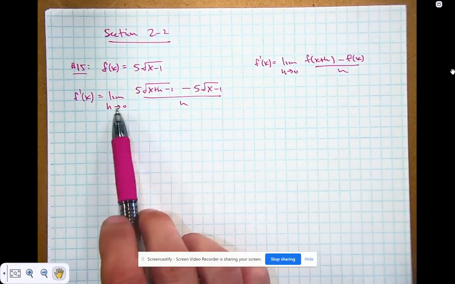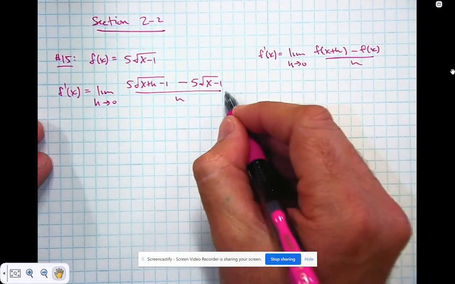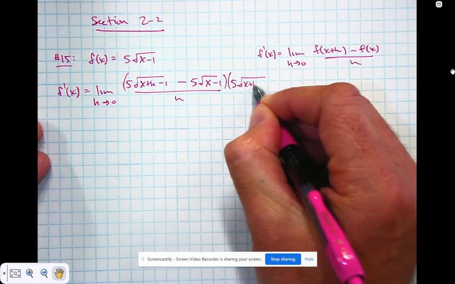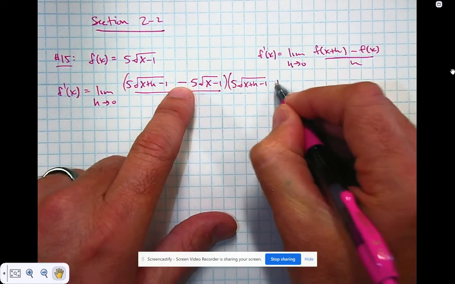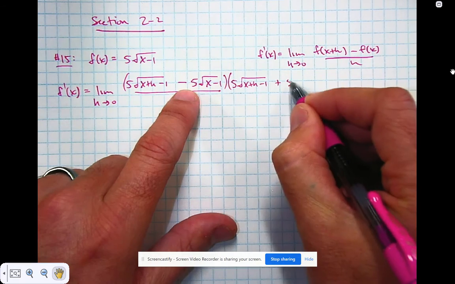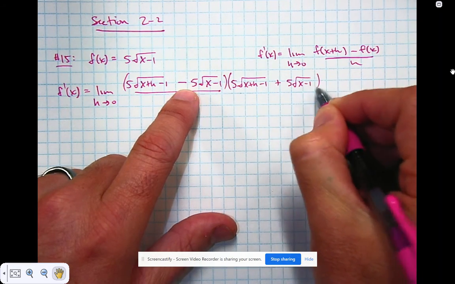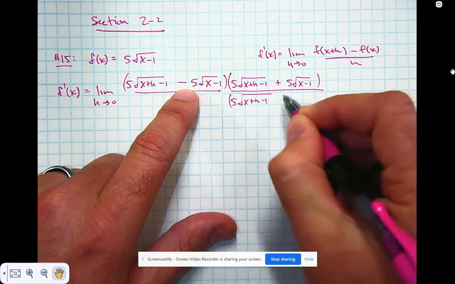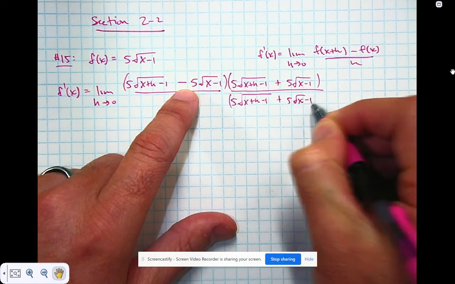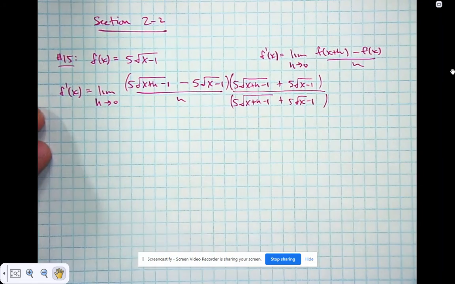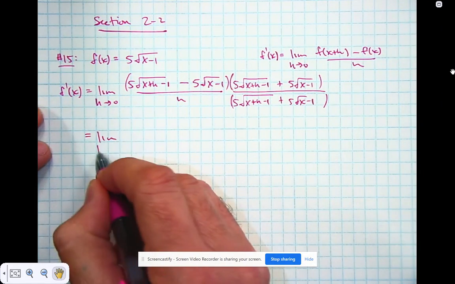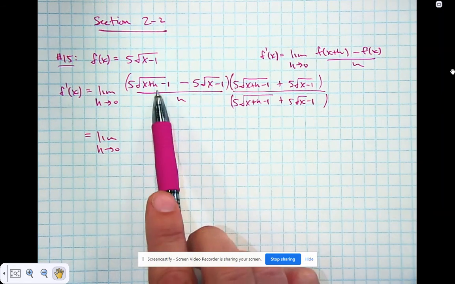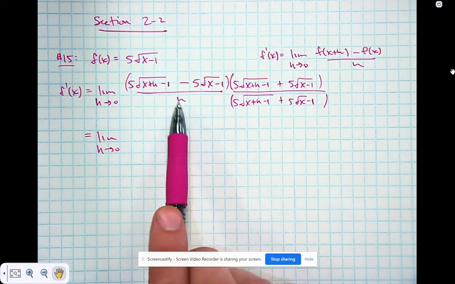Now, limit process: this is 0 over 0. So we're supposed to multiply by the conjugate of this really ugly thing, 5 square root of x plus h minus 1. We switch this to a plus and multiply by 5 square root of x minus 1, over the exact same thing, 5 square root of x plus h minus 1 plus 5 square root of x minus 1. Hopefully lots of good things happen, meaning at some point we have to get rid of this h because it's a big problem. So hopefully this factors out and we can cancel it.